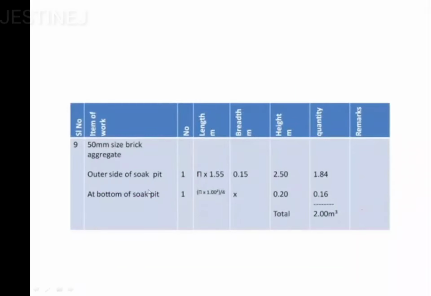So the outer side of the soak pit is going to be pi multiplied by the diameter or center line length. Then the breadth 0.15, height 2.5, and here also you are going to take the area directly and multiply by this height 0.2, and finally you will get 2 meter cube.